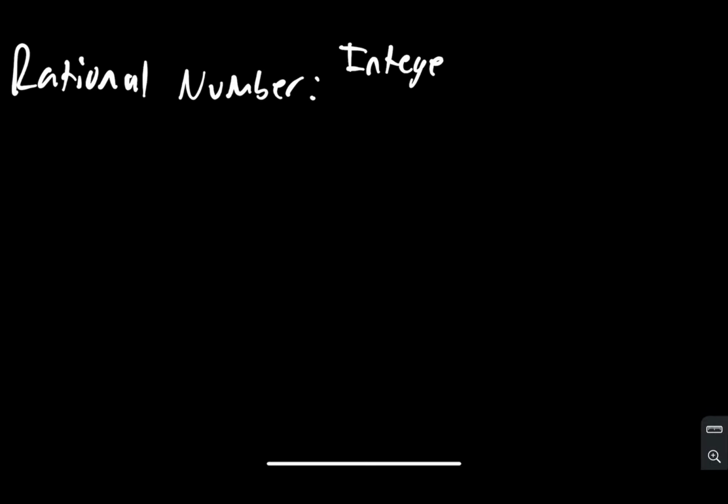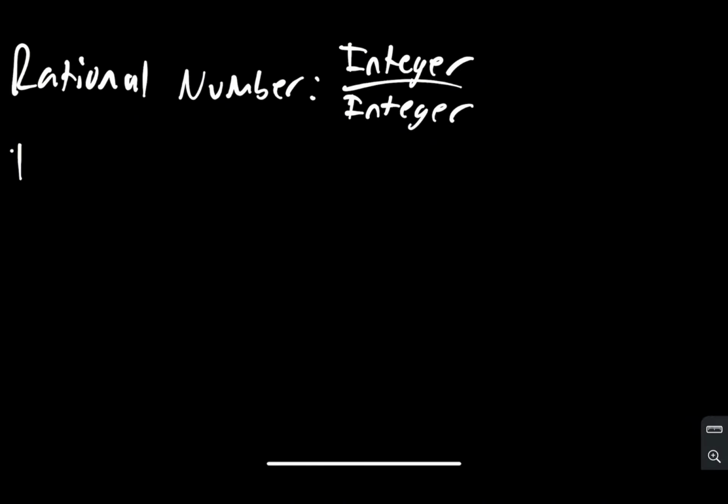So in today's video, we'll be learning about rational numbers. So a rational number is going to be a number that you can write as an integer divided by another integer, or the same integer, it doesn't matter.